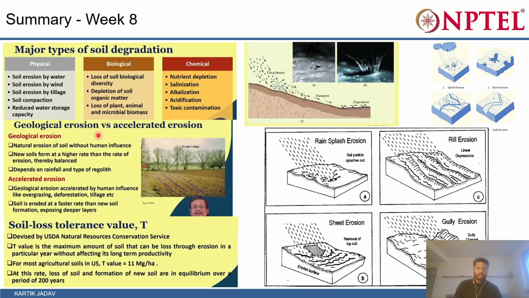Then we also briefly talk about types of erosion. I'm not going into the details. That is geological erosion, accelerated erosion, and soil tolerance value. It is basically the value that allows the maximum amount of soil that can be lost through erosion in a particular year.